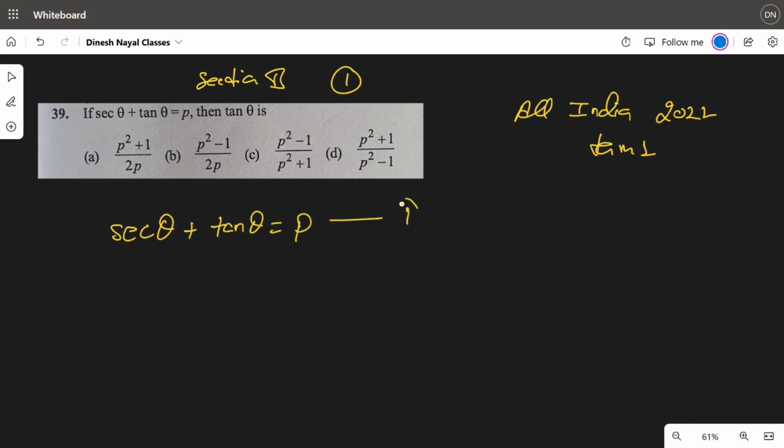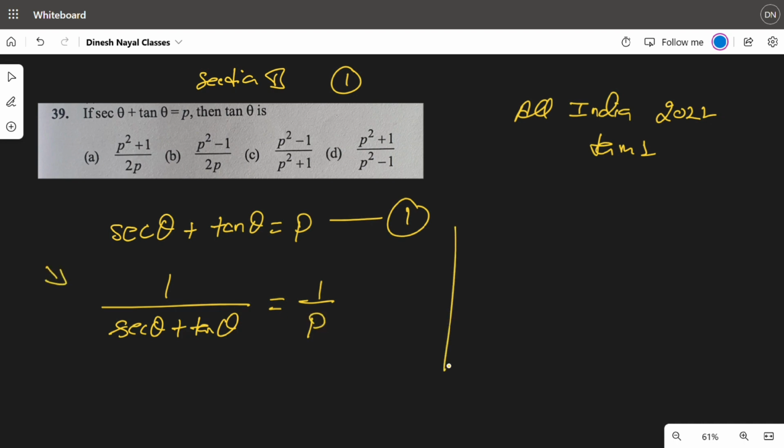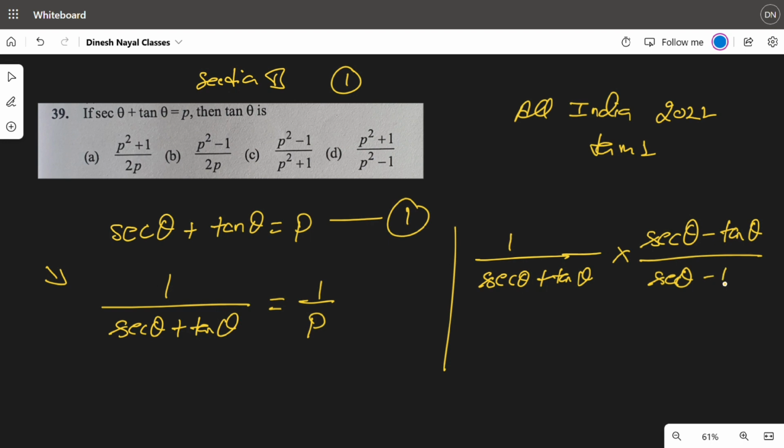Take this as equation 1. Now, on the next step, see what we can do. We can write 1 upon sec theta plus tan theta. If you reciprocate it, this will be 1 by P only. Now see the left hand side. Now we can rationalize this. Rationalizing means, if you take 1 upon sec theta plus tan theta, and you multiply it with the negative sign of it, sec theta minus tan theta upon sec theta minus tan theta.